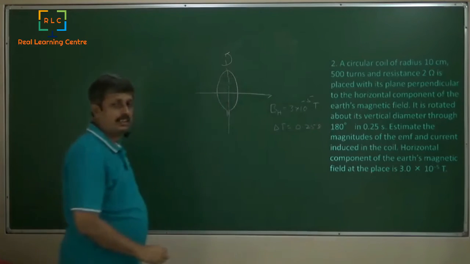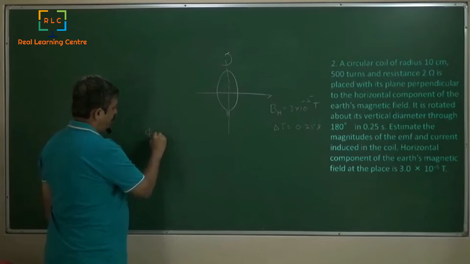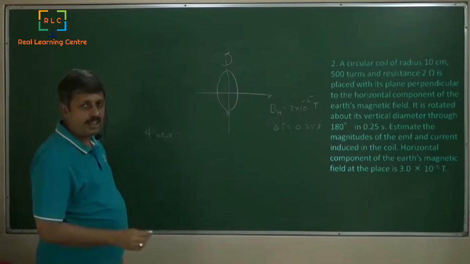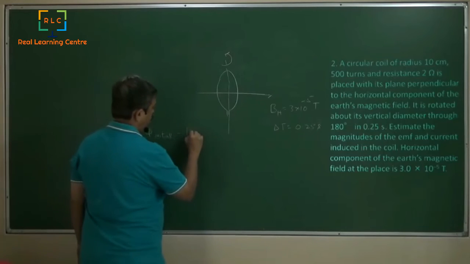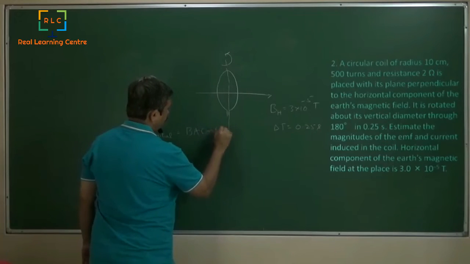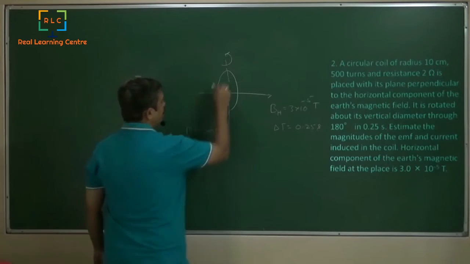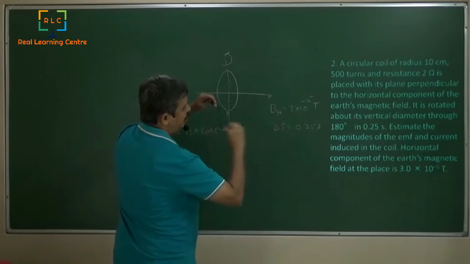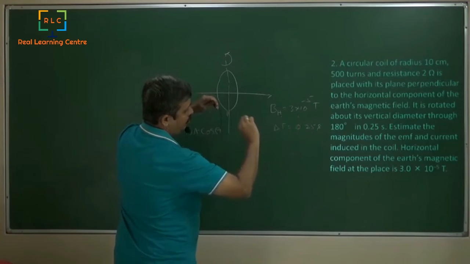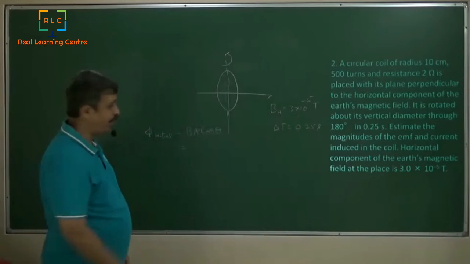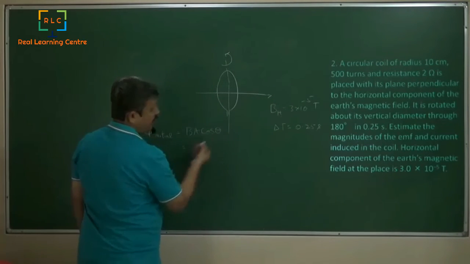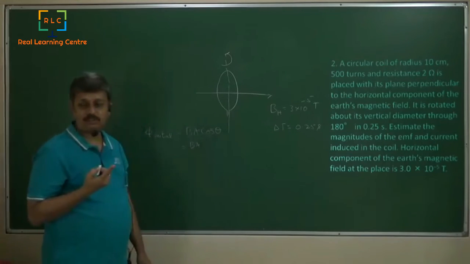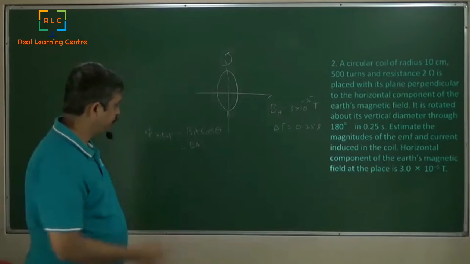Now let's calculate phi. Phi initial: initially, how much is phi? B into A into cos theta. In this case the coil's plane is perpendicular to the field, so the area vector is also in this direction, and the B vector is also in this direction. So the angle between them is 0. So we have BA cos 0, and cos 0 is 1, so nothing to worry, just BA.